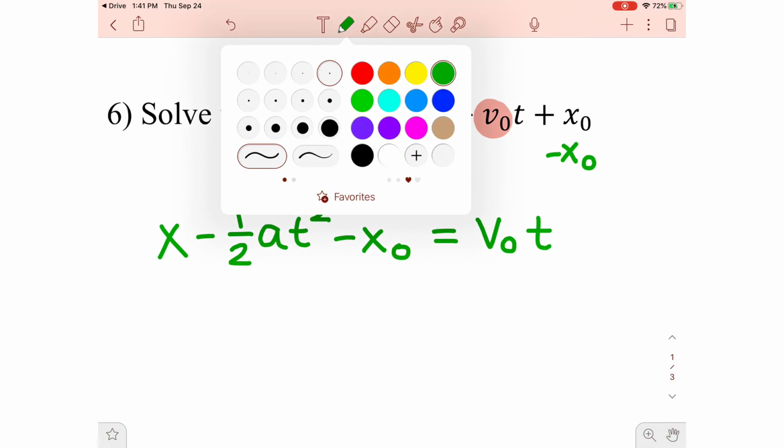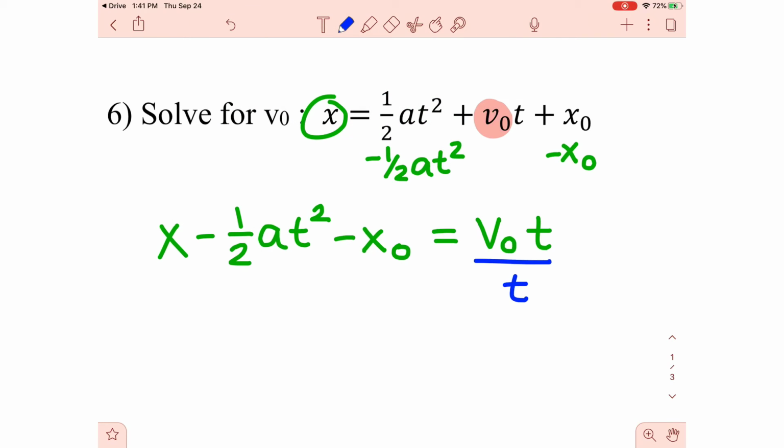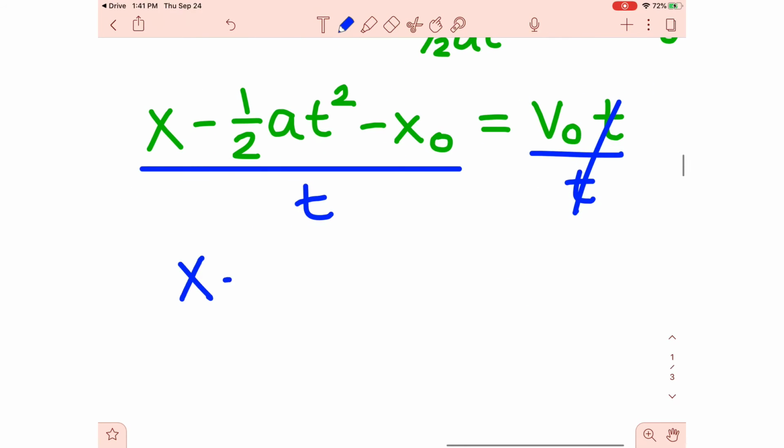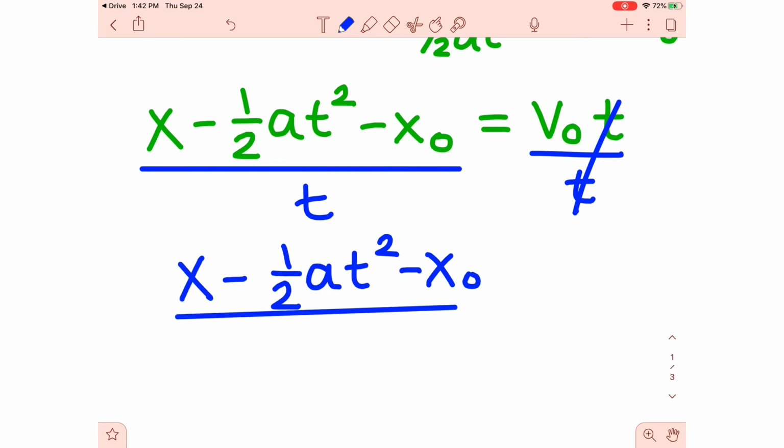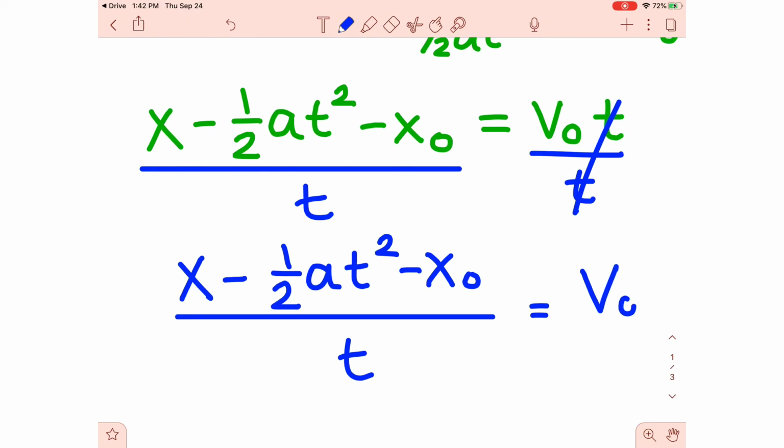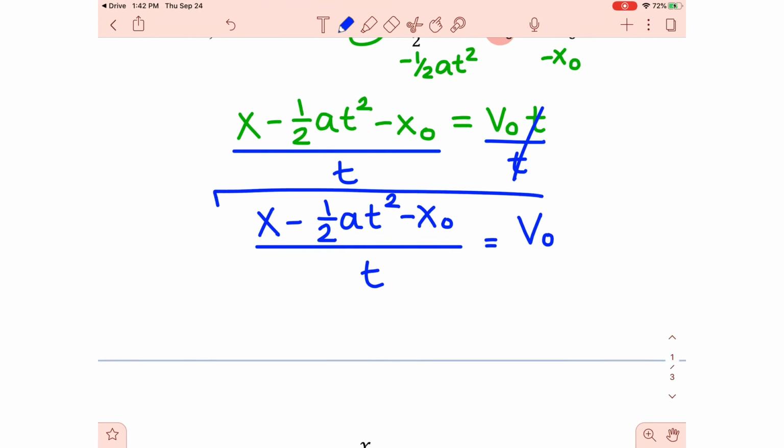And now I'm going to divide everything by t. So I could clean this up, like this 1/2, technically that 2 could go on the bottom and the 1 could stay on the top, but I'm not going to be too picky about that. This is all over t equals v naught. So I'm accepting of this answer.